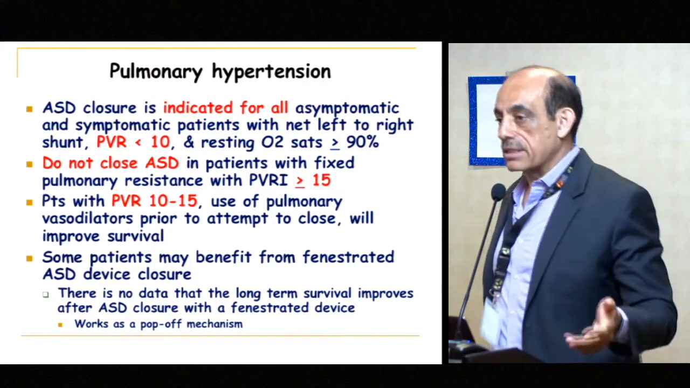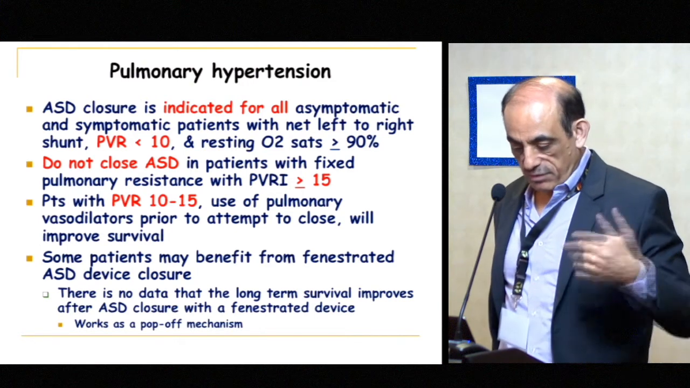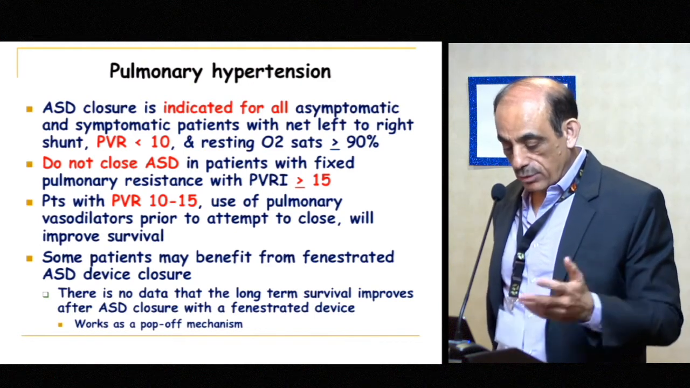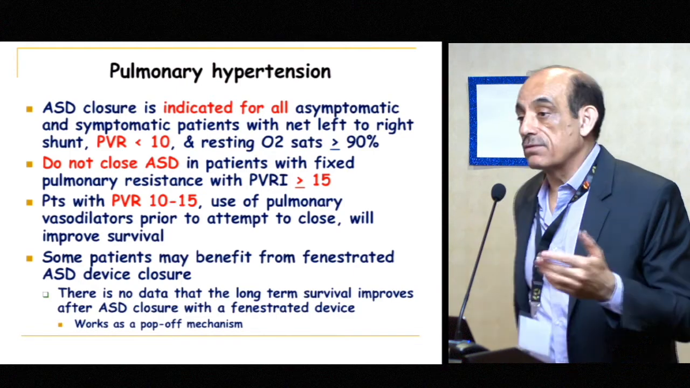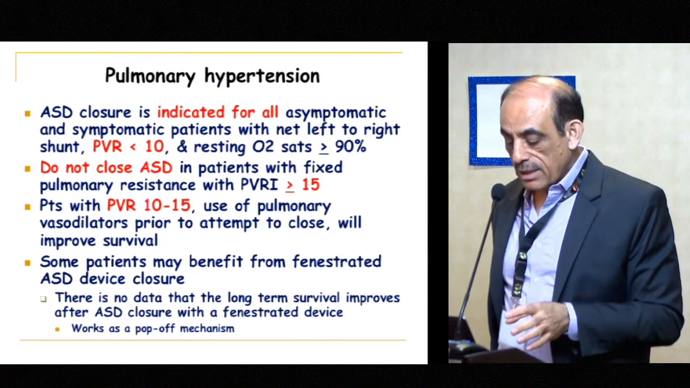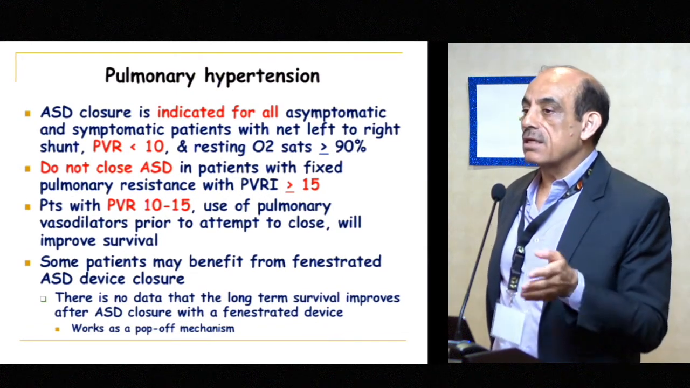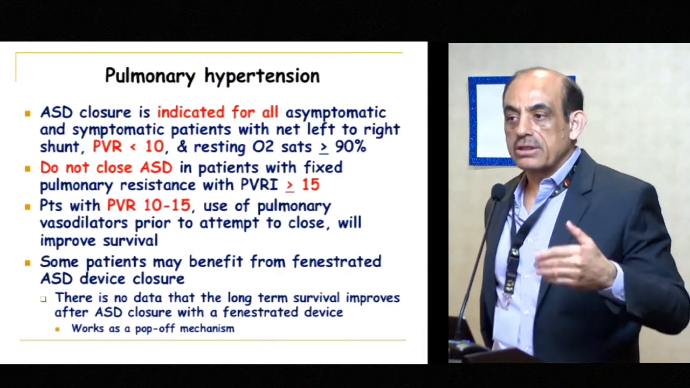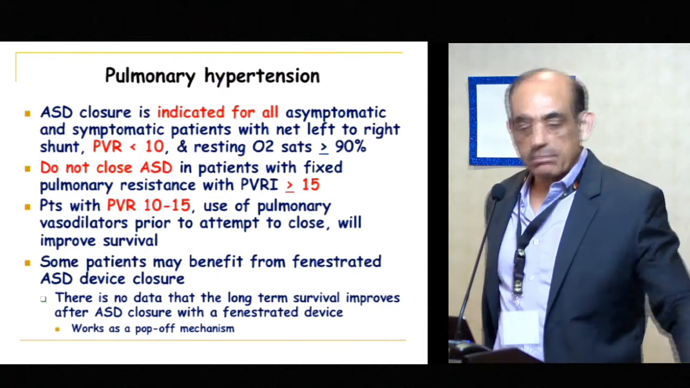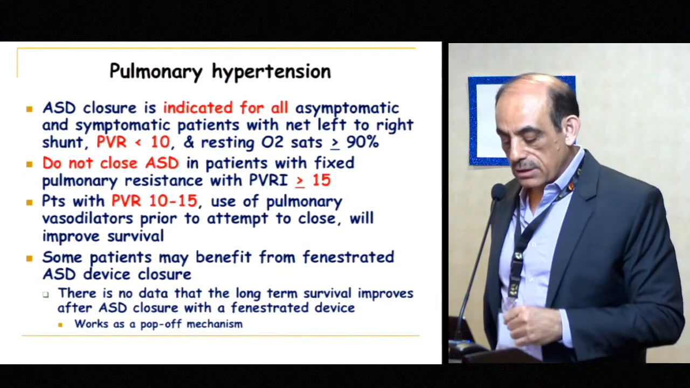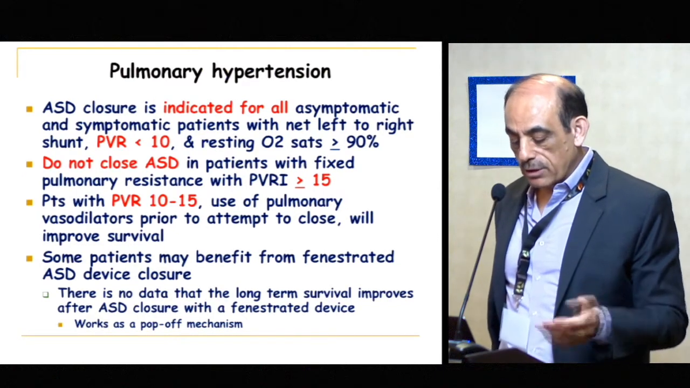Never ever close ASD in patients who have Eisenmenger pathology, I would say. And usually the PVR, if it's 15 or above, absolute no-no. Patients with the PVR between 10 to 15, you can put them on anticongestive therapy, make them feel better, bring them back in 6 months or so, and see what the QPQS is, and then close it.